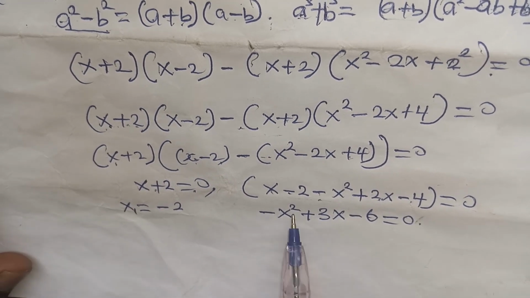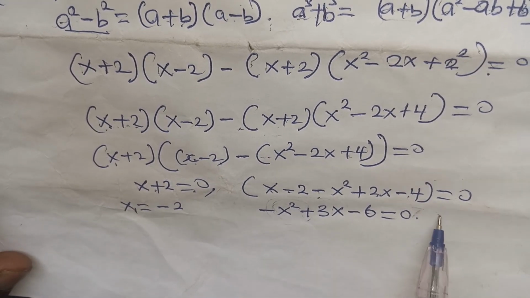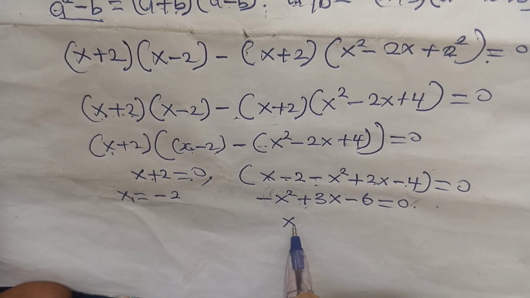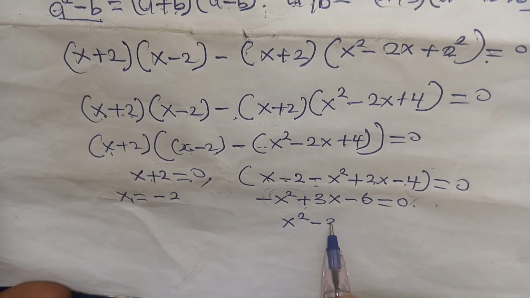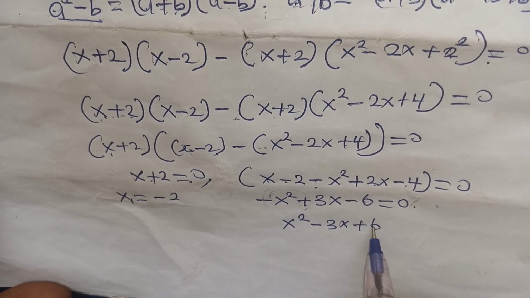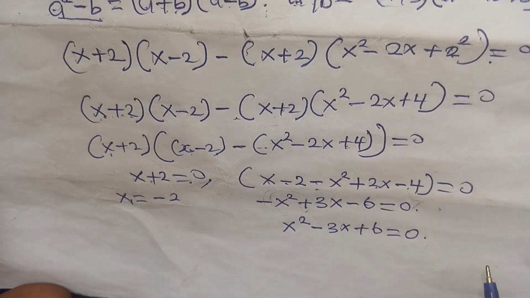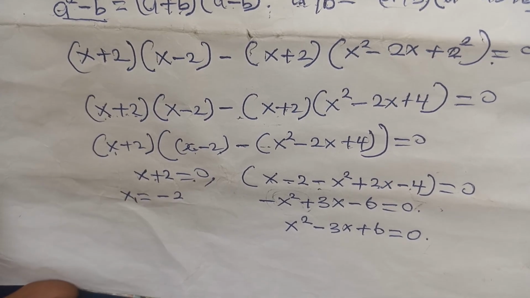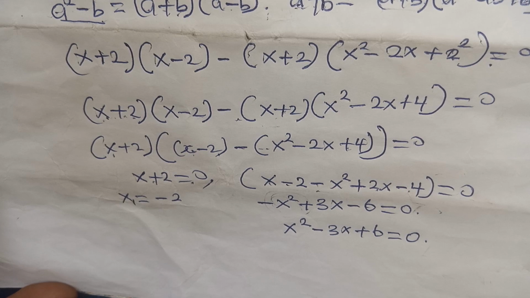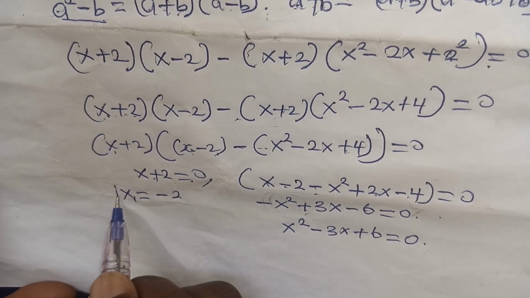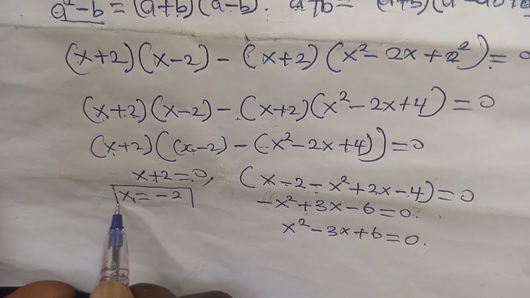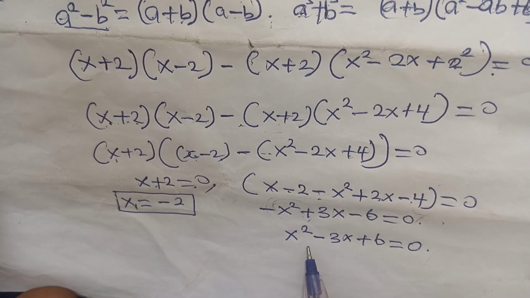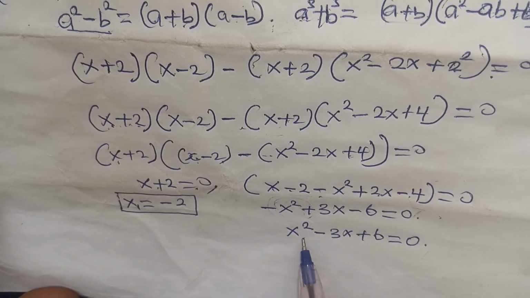If you bring everything to the right hand side of the equation, we have x squared minus 3x plus 6 equals to 0. Having done this, what are we simply going to do again? We've gotten the first value of x, which is x1 is equal to minus 2. So we want to get the second and third value for x.